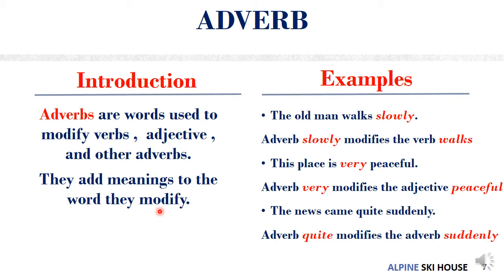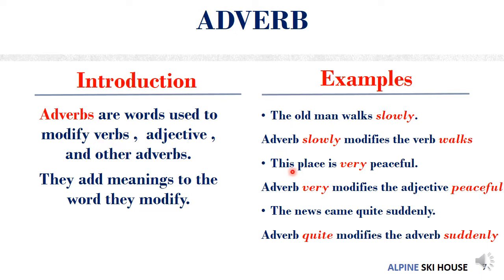If you look into these examples, you will clearly understand. First example is, the old man walks slowly. So the adverb slowly modifies the verb walks. So what is the old man doing? Walking. And how is he walking? Slowly. So here walking is a verb, that means action, and slowly is telling how he is walking. He is walking slow. So the first thing is done, an adverb modifies a verb.